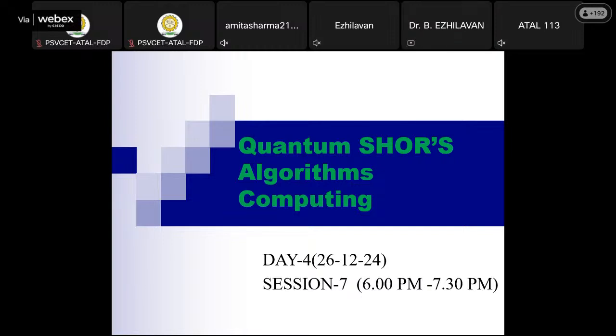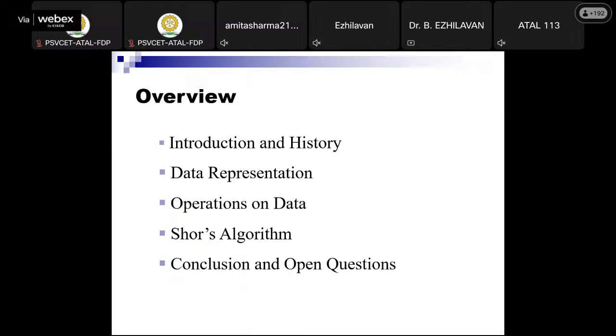Okay. Now let's start. What we are going to see today: an overview, introduction, history, then data representation, then operations on data, then Shor's algorithm, then conclusion and open questions from audience.